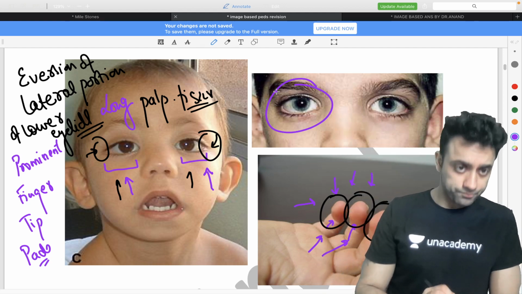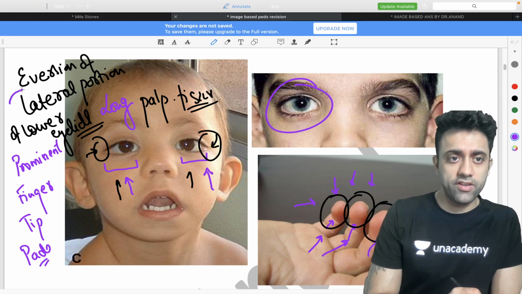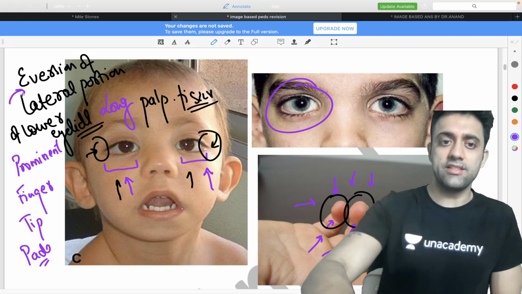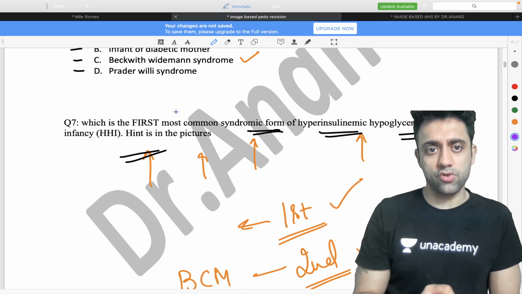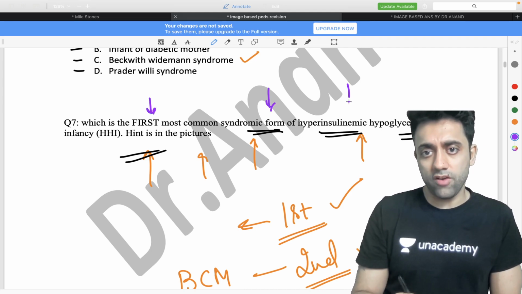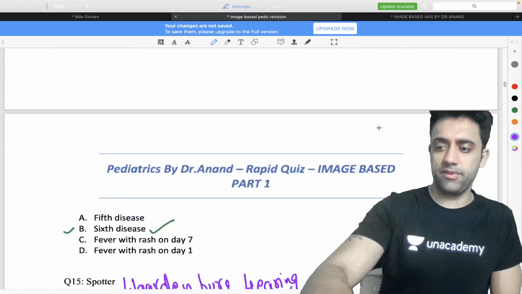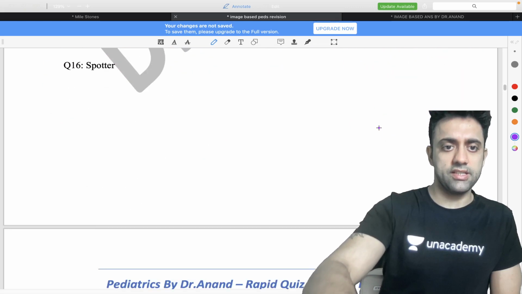That also I saw. And also at the same time I saw eversion of the lateral portion of the lower eyelid, seen in Kabuki syndrome. Kabuki syndrome is the most common syndromic form of hyperinsulinemic hypoglycemia of infancy. Okay, done. Where were we? Done with Waardenburg syndrome. Question 16 next.